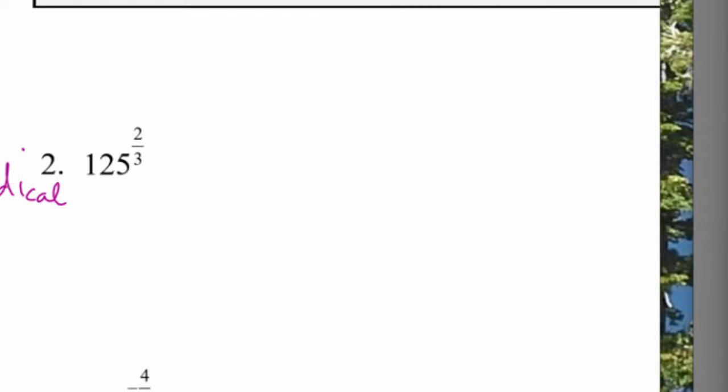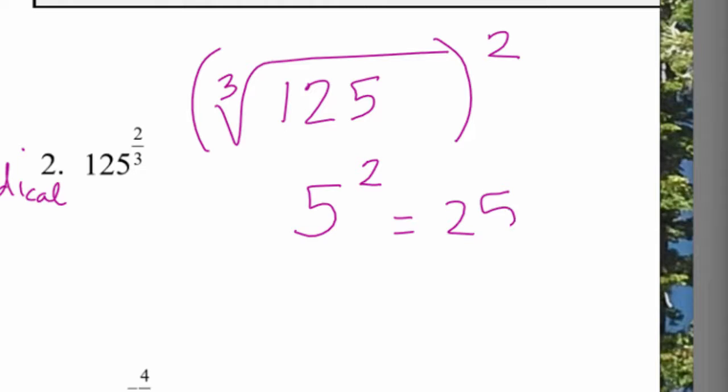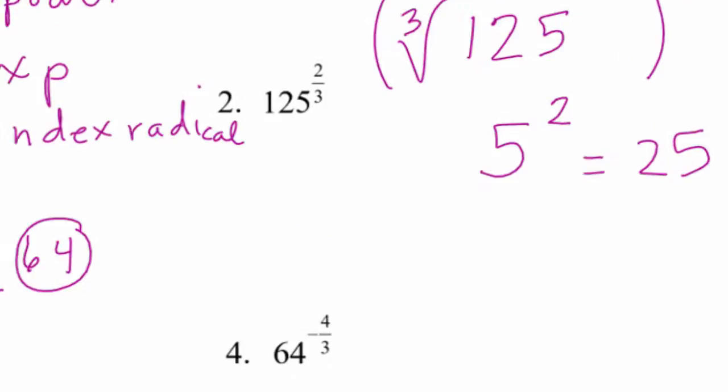Number 2. So again, 125 is your base. In your radical, you're going to this time do a cube root, and then you're going to square the answer. And the cube root of 125 is 5, and 5 squared is 25. And so I could do that one in my head, right? But you can also use your calculator. All right, let's go to the next one.